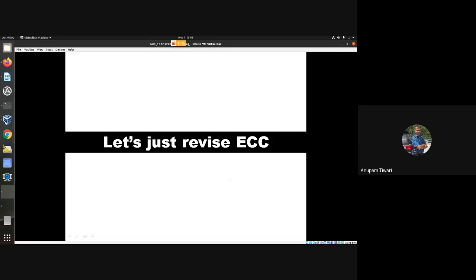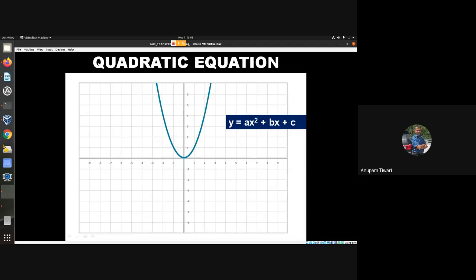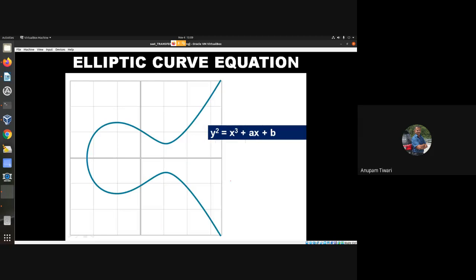So let's just revise ECC also. Although it has been covered, I'll not go into that much detail like Dr. Ashok had. So linear equations, we are aware, y is equal to mx plus c, a straight line, 10 plus 2 mathematics. Quadratic equation, as simple as that, the equation takes shape. Cubic equation, in case we go ahead from linear to quadratic to cubic equations, the graph somehow moves around like this.